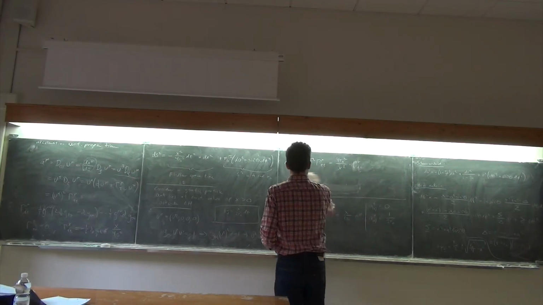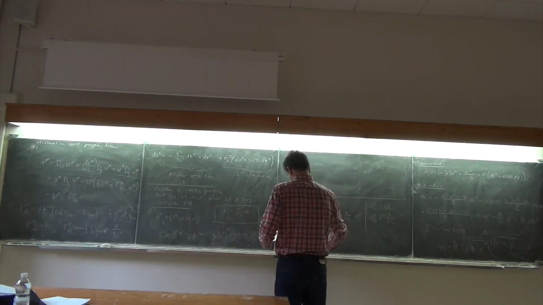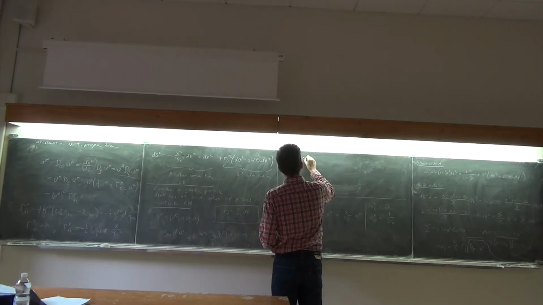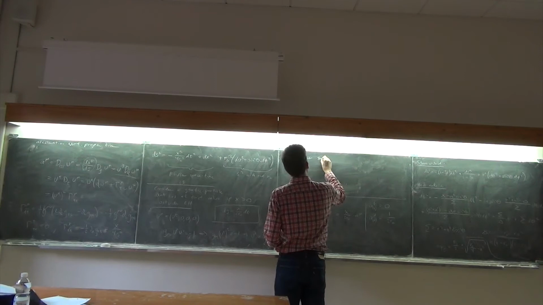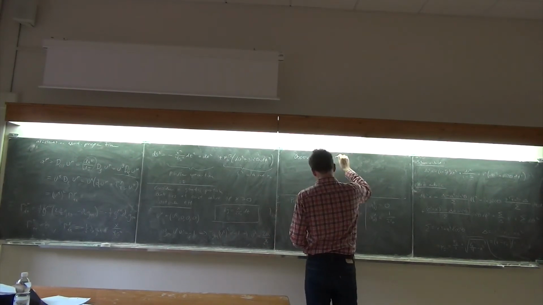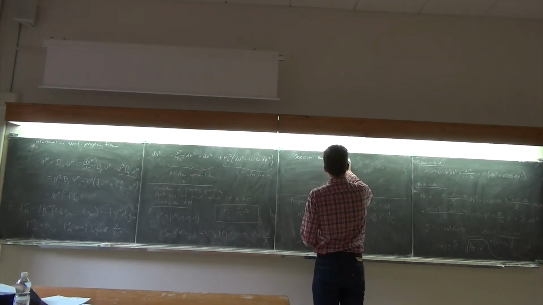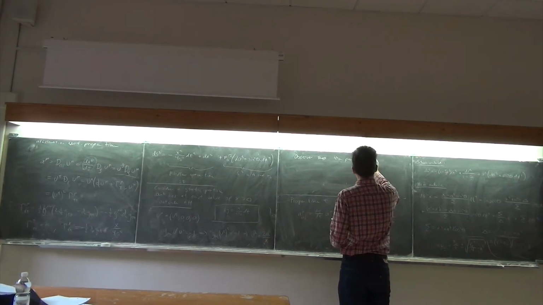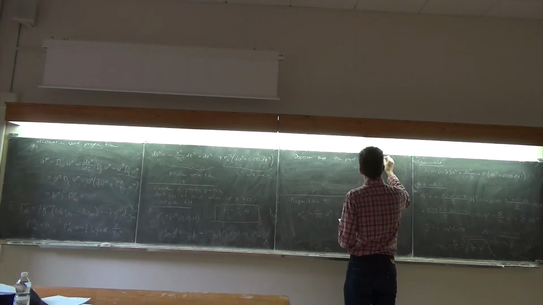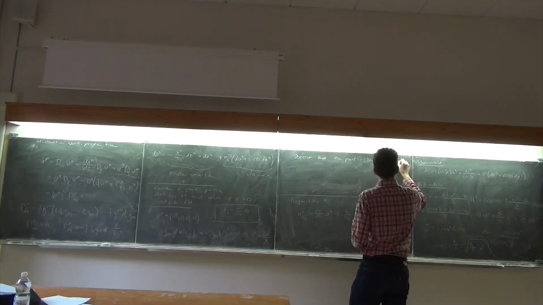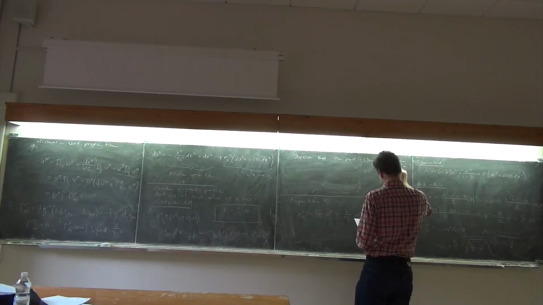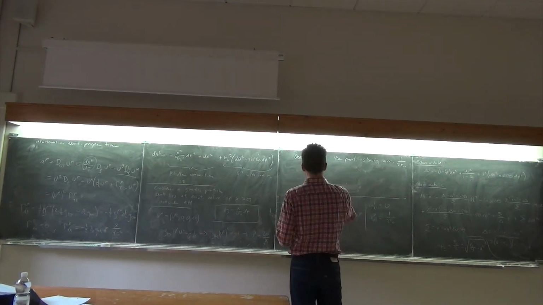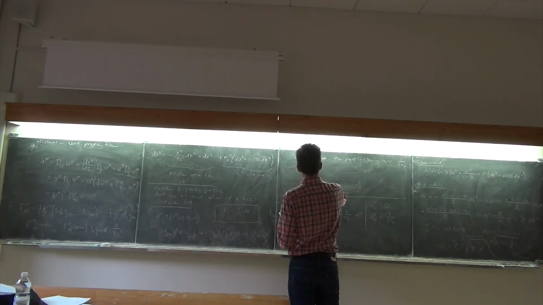So, just to summarize, this observer sees the particle as having acceleration 1 over 2 R0.